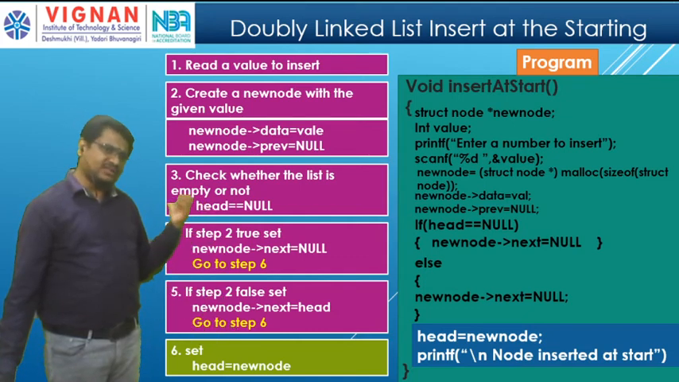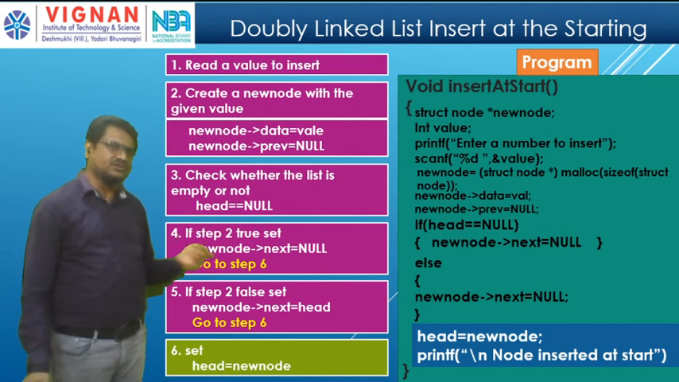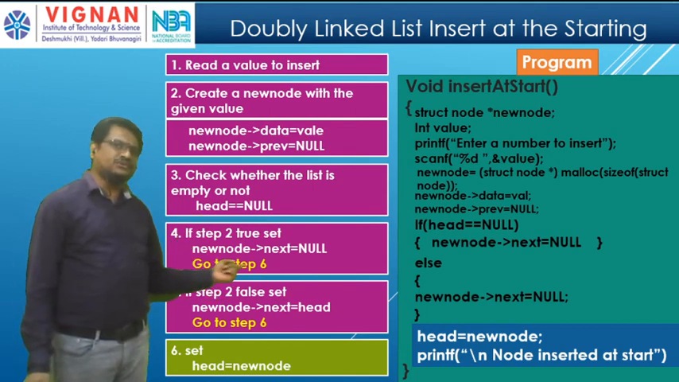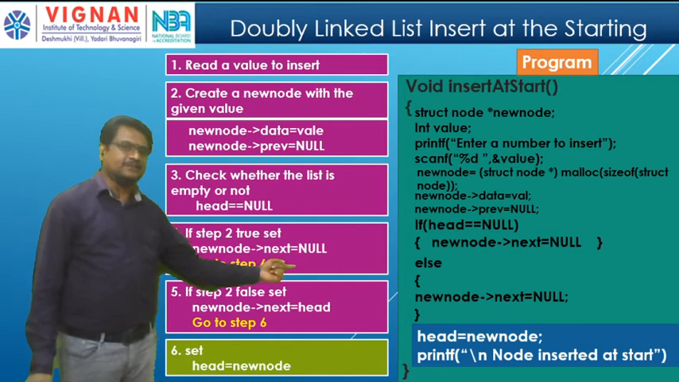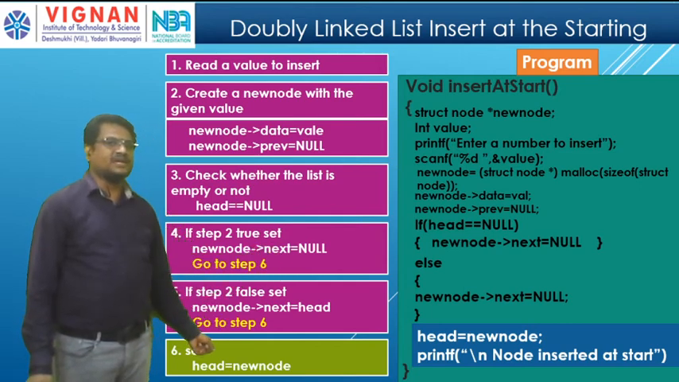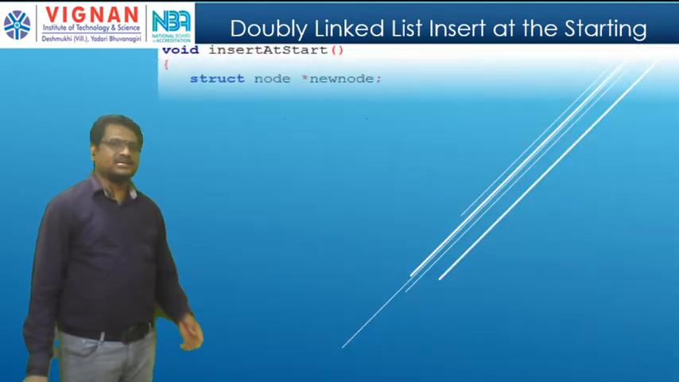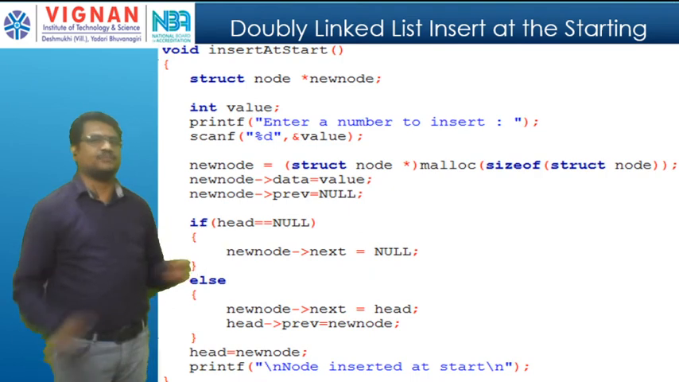If I have more than one element or at least one element in the linked list, then what I have to do? Then I will check that new node next element as null. Then I will go to the sixth step. In sixth step, what I am going to do? I am making the new element as head. Now this is the complete program.